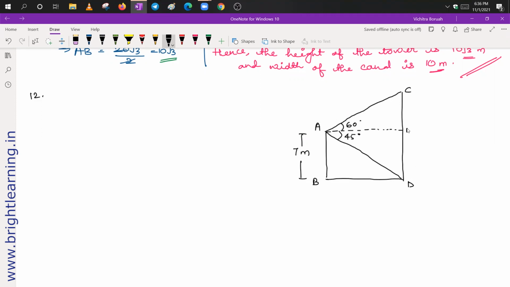So suppose this is point E. Now this AE is the horizontal line, so this AE will be parallel to BD. Okay. So if it is parallel to BD, we can say that this angle will also be equal to 45 degrees, since both are alternate interior angles.